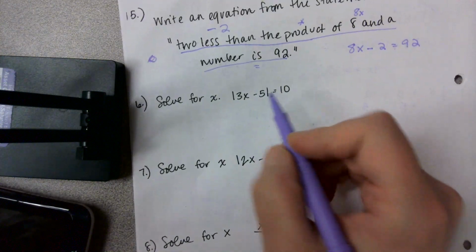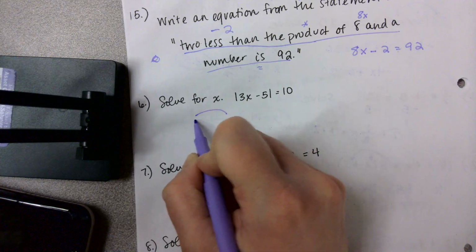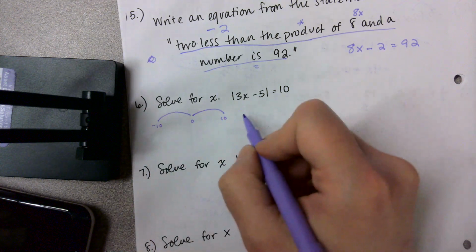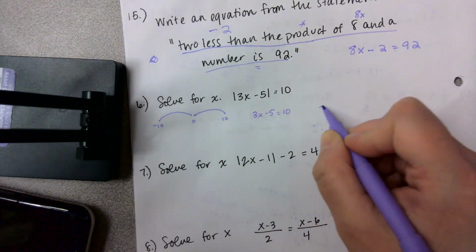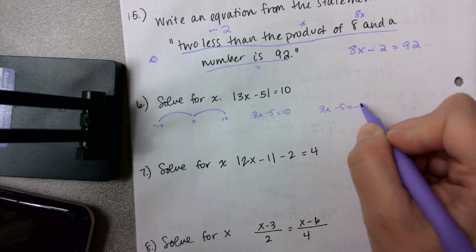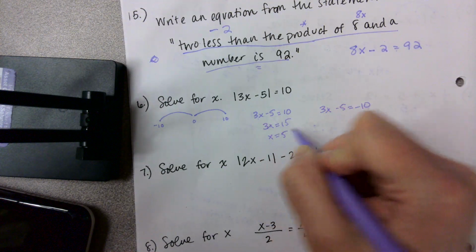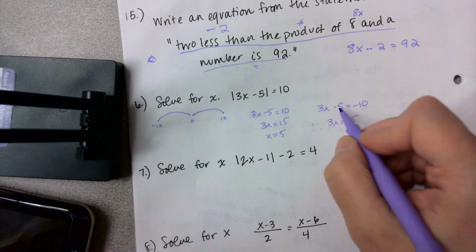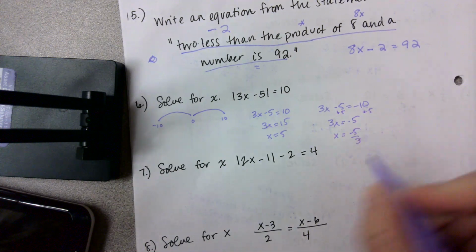Okay. Absolute value. It means your distance on a number line. If your distance is 10, you could be the number 10. Or if you go 10 this way, you could be the number -10. So 3x minus 5 could have been the number 10, or 3x minus 5 could have been the number -10. And I add 5 to both sides, I get -5. X equals -5/3.